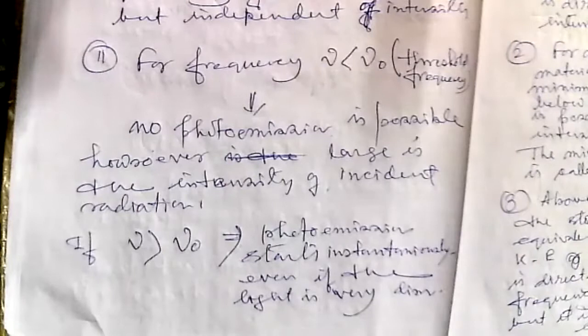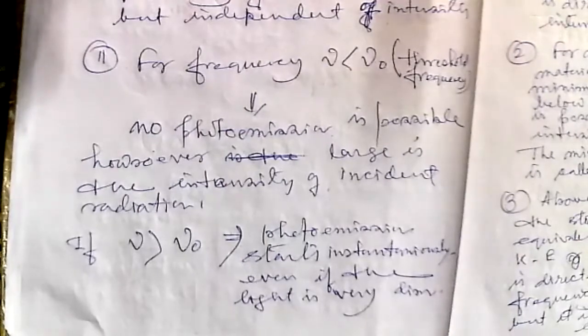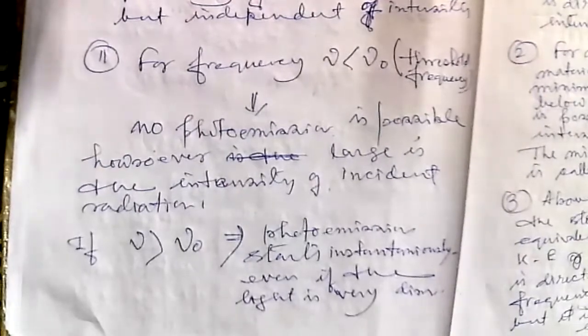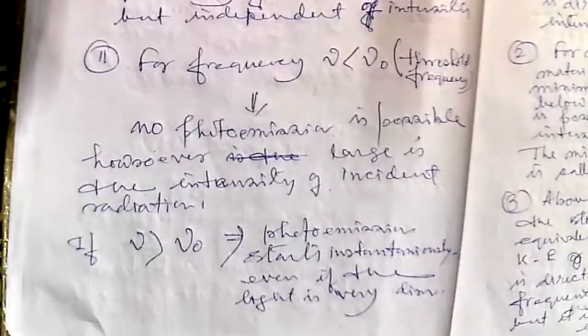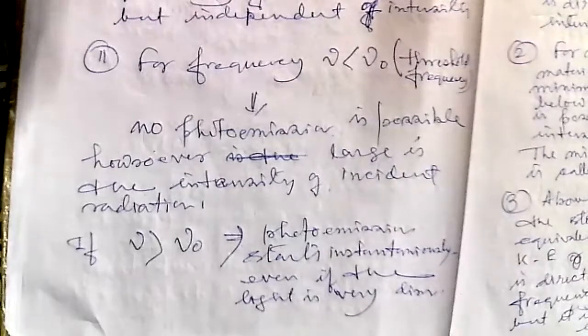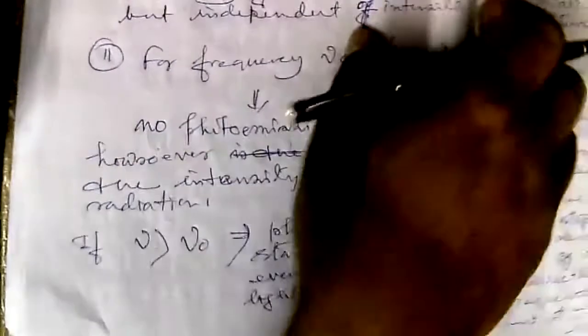And this photoelectric emission is instantaneous. The lag between incidence of light and emergence of electron is of the order of 10 to the minus 9 seconds, so it is an instantaneous effect.